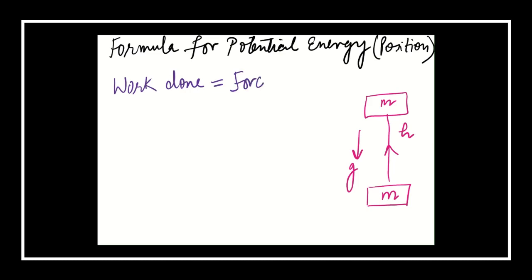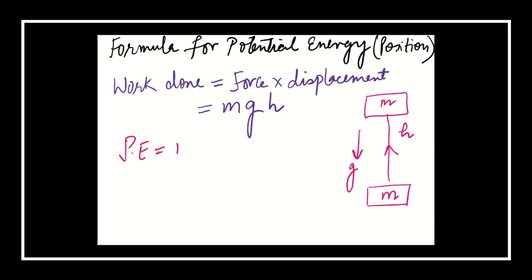But work done is equal to force into displacement. Here, the force will be equal to mass into acceleration due to gravity, and the displacement is h. So this is the energy which will be stored in the form of potential energy, and hence potential energy will be simply equal to mgh.